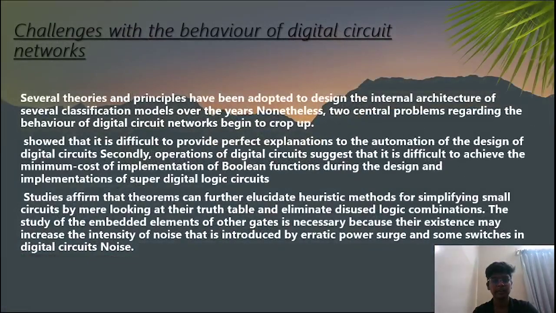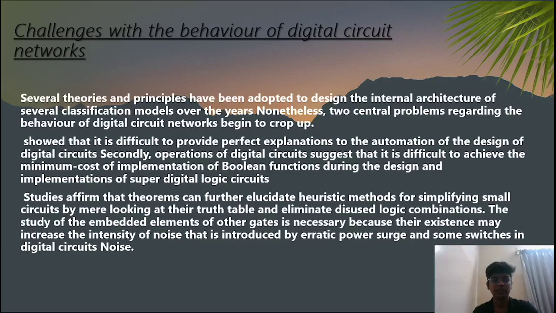Next, challenges with the behavior of digital circuit networks. Several theories and principles have been adopted to design the internal architecture of several classification models over the years. Nonetheless, two central problems regarding the behavior of digital circuit networks begin to crop up. First, it is difficult to provide perfect explanations for the automation of the design of digital circuits.